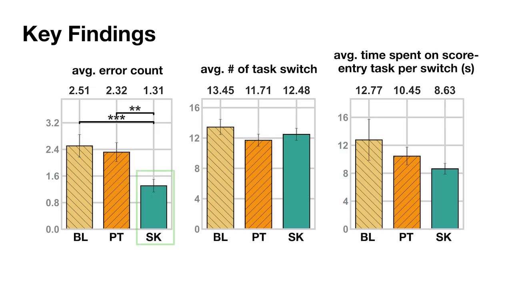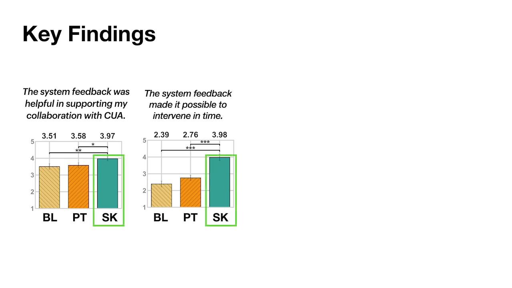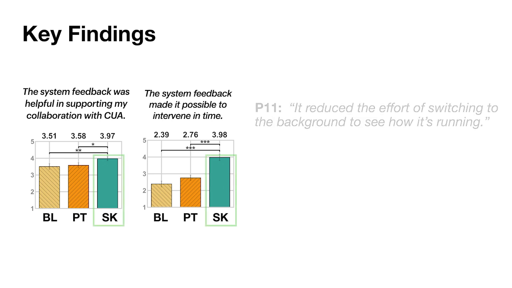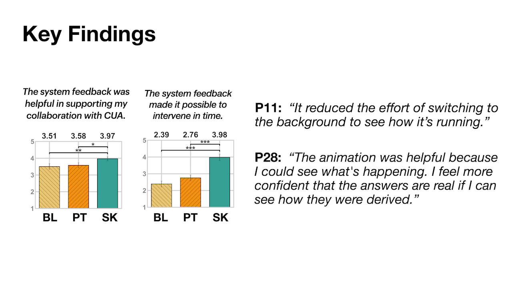This effect can be attributed to Sidekick's support for timely and effective intervention during errors without imposing additional attentional demands on users compared to other conditions. Second, participants found Sidekick more helpful for multitasking because it supported timely intervention. As one participant compared Sidekick with other conditions and said, "It reduced the effort of switching to the background to see how it's running." Sidekick also supported better transparency into the agent's actions.